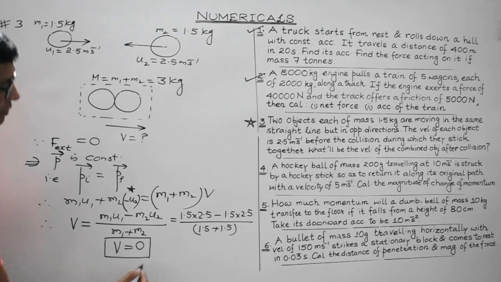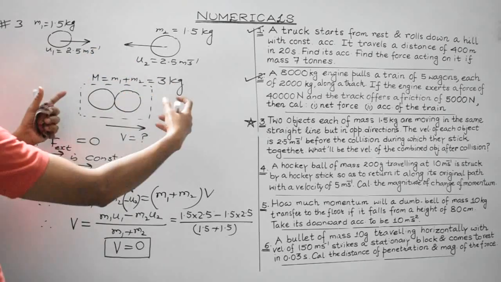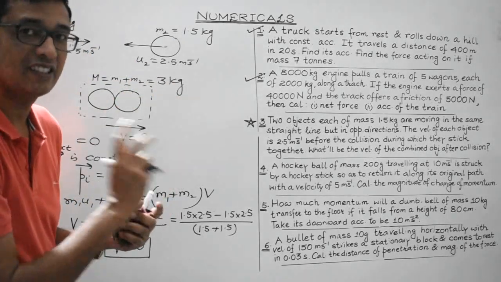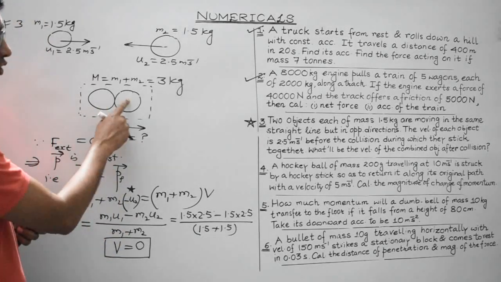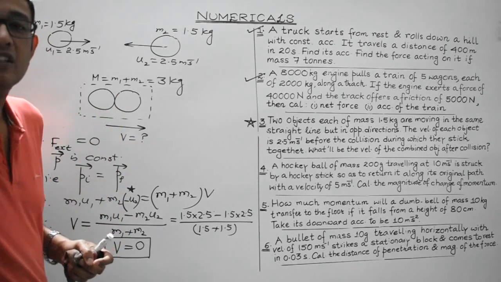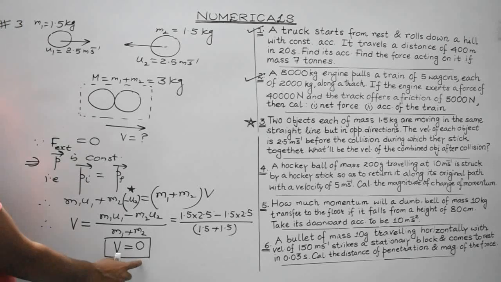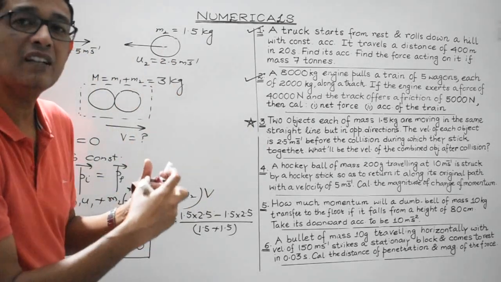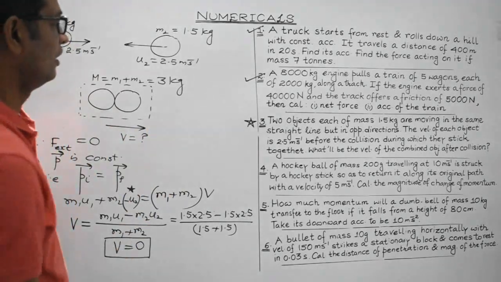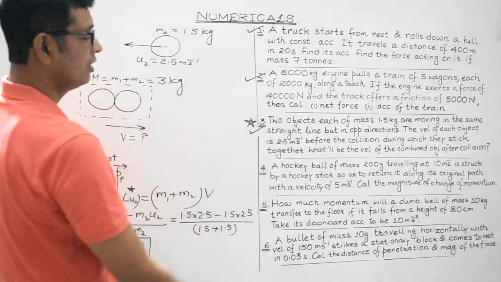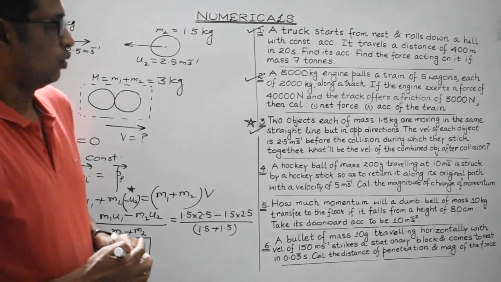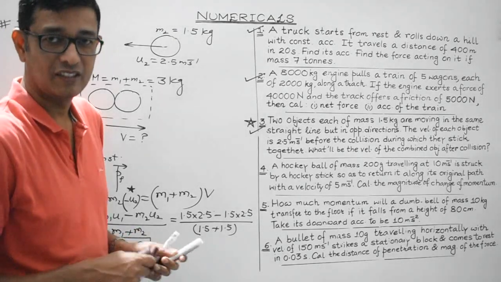So what do you conclude from this? After collision, the two bodies will stick together and they will come to rest. The final velocity of the combined mass will be 0. That is what we have proved. That is, after collision, the two bodies not only stick together, but they come to rest. Right? So, this was a good question. We are done with question number 3 as well. Okay, students, let's proceed to the next question.